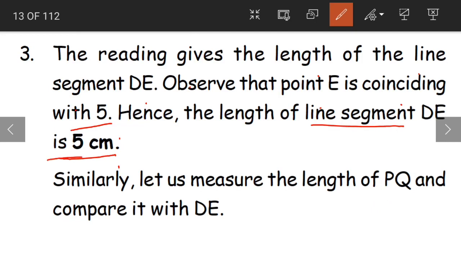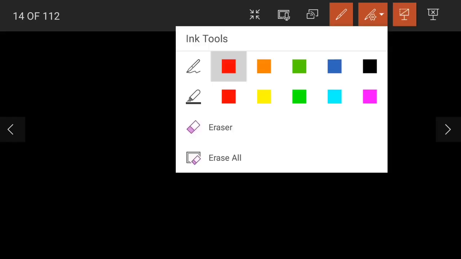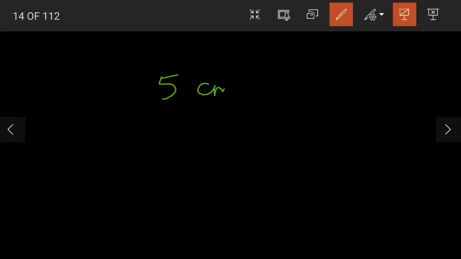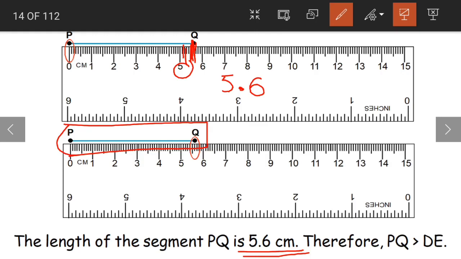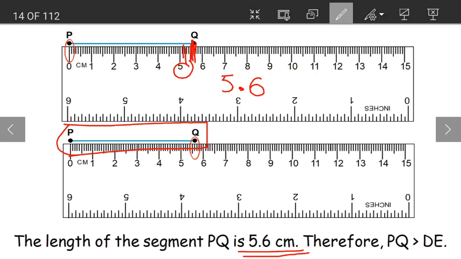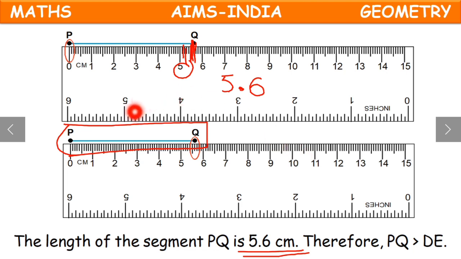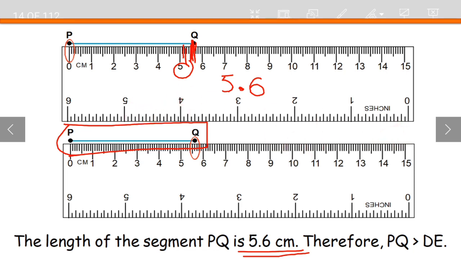The length of the line segment DE was 5 centimeters. If we compare 5 centimeters and 5.6 centimeters, which is the one with the highest length? PQ. PQ is 5.6 and DE is 5 centimeters. So line segment DE is less than our line segment PQ. So this is the basics of how we measure the length of the given line segment using a scale, children.